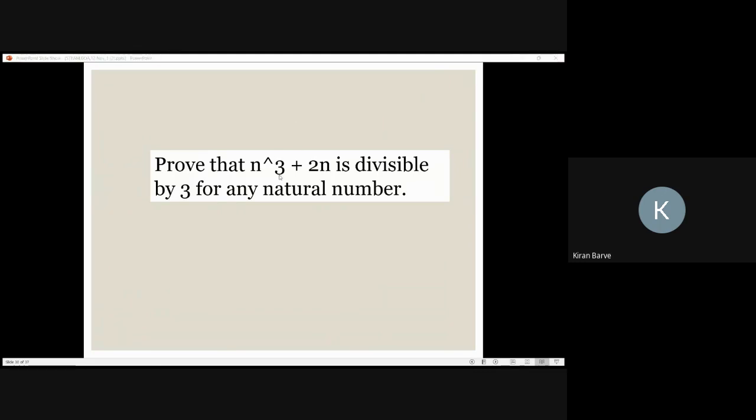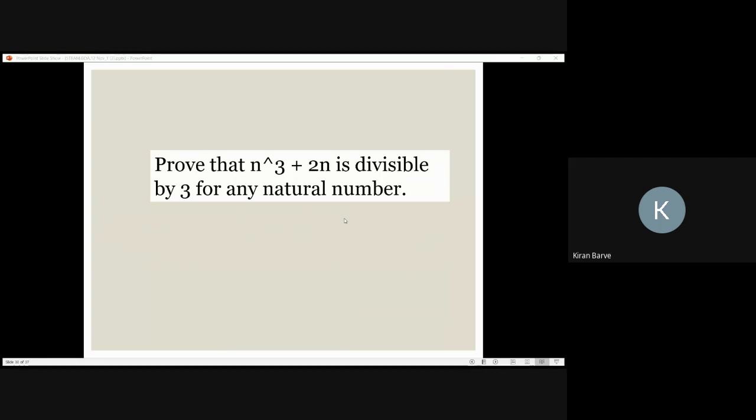Because see, it's 3k plus 1. 3k plus 1 into 2 is 6k plus 2. But 6k is divisible by 3 and the remainder is 2. For n cube, the remainder was 1. For 2n, the remainder is 2. And 1 plus 2 is 3, which is the remainder.